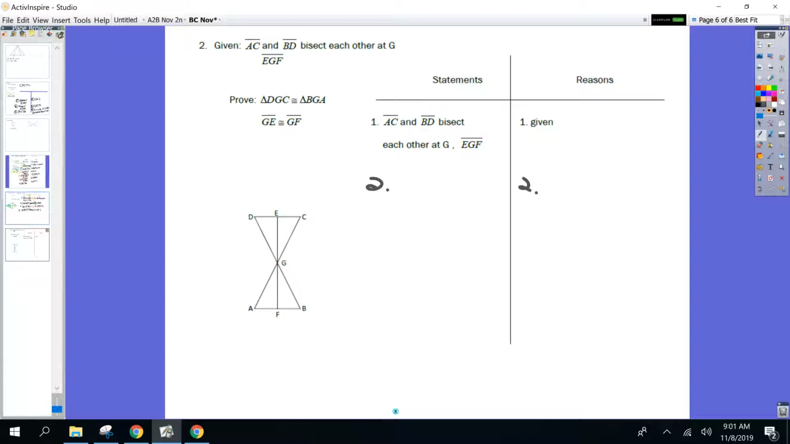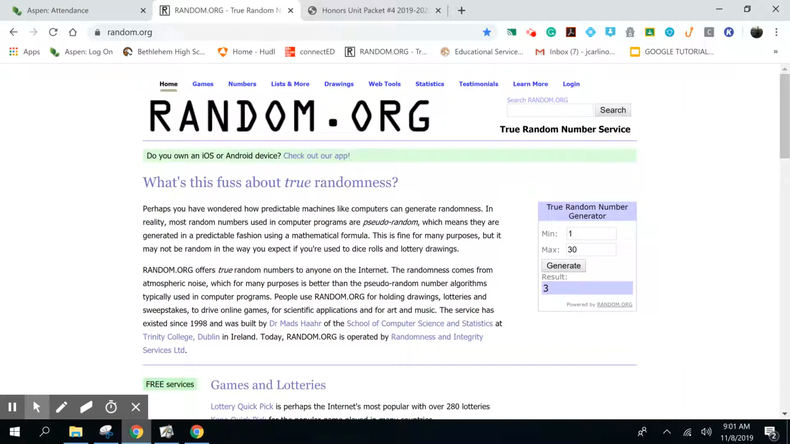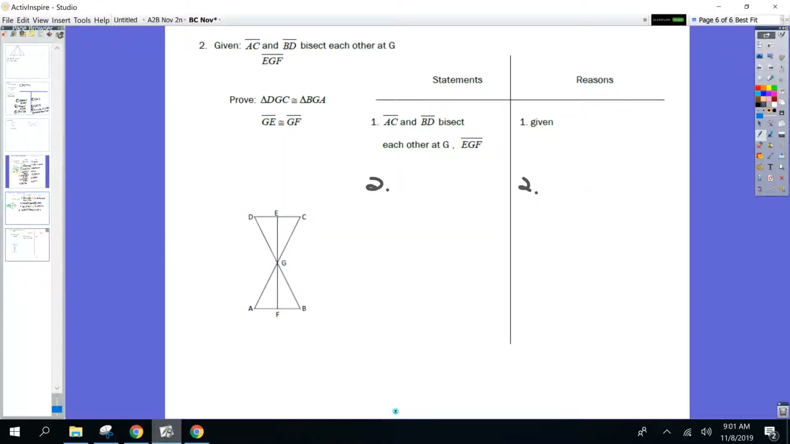I didn't give you anything that was congruent, but I gave you this piece of info that AC and BD bisect each other. What are you marking on your diagram if you know that? AC and BD bisect each other. What can be marked on my diagram? Let's hear from 7. What can be marked on my diagram?